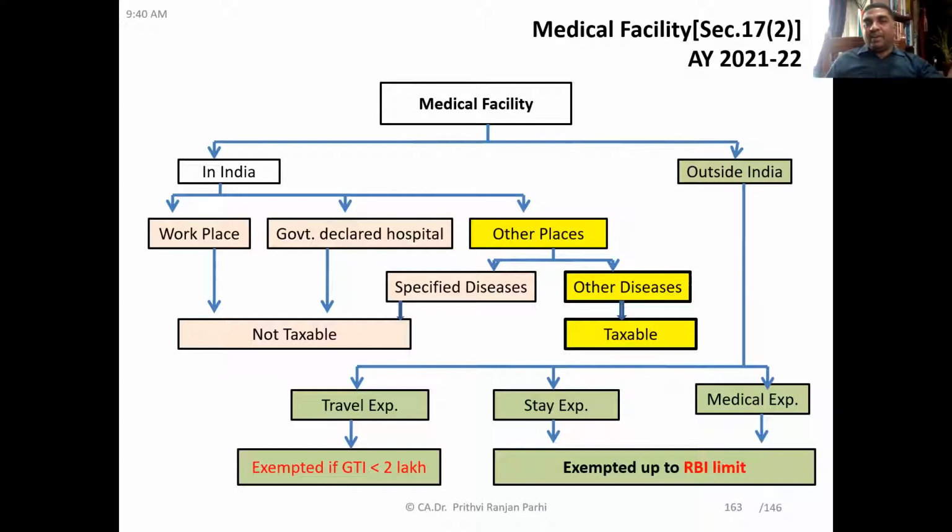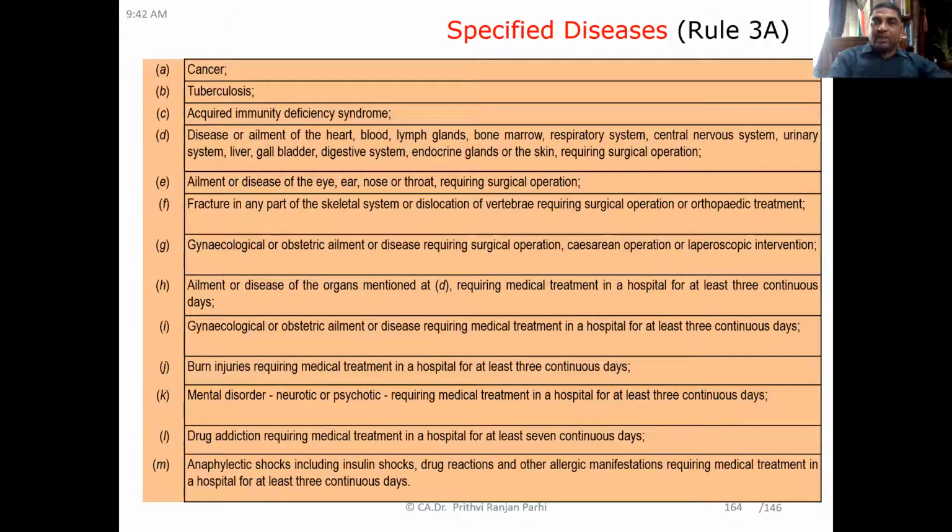But if it is provided at some other places, and if it is for some specified diseases, then also it is not taxable. What are the specified diseases? You can once again have a look at those diseases which are provided in Rule 3A of Income Tax Rules 1961. These are the specified diseases. So if medical facilities are provided at some other places, but for these diseases only, then also it is fully exempt. Do you see this list of diseases?